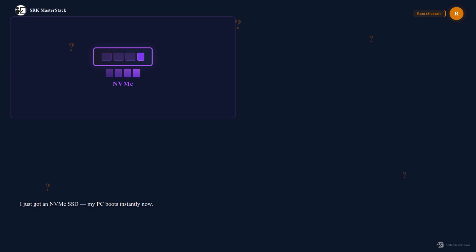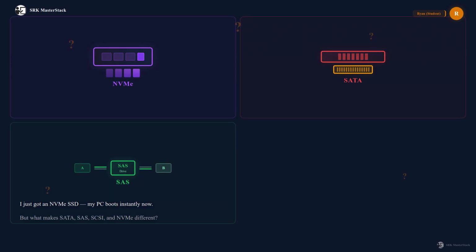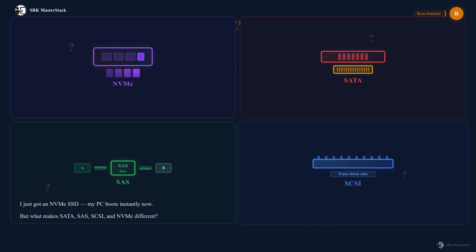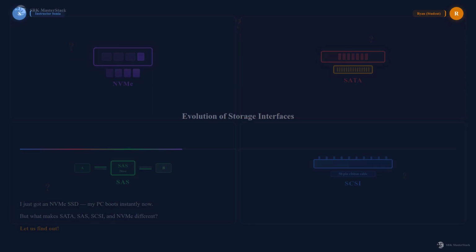My old computer used to take forever to boot up, but now it is like instant. I started wondering, what actually makes these drives different? I have heard terms like SATA, SAS, SCSI, and NVMe thrown around. What do they all mean? And why is NVMe so much faster? Let us find out.